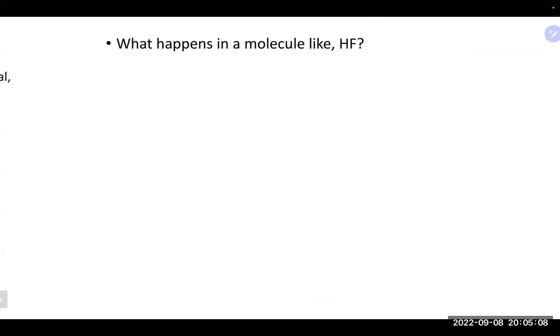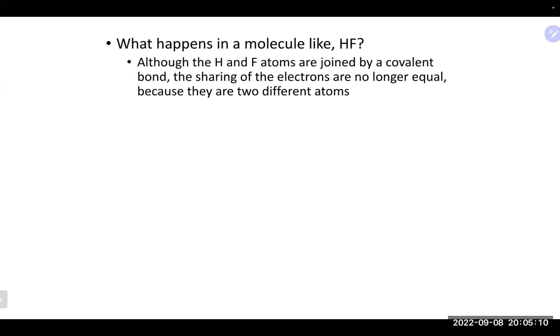Now, what happens when we swap out perhaps a fluorine for another element like hydrogen? We no longer have the same element on each side. And as we know from our conversation about electronegativity between hydrogen and fluorine, which one is more electronegative?